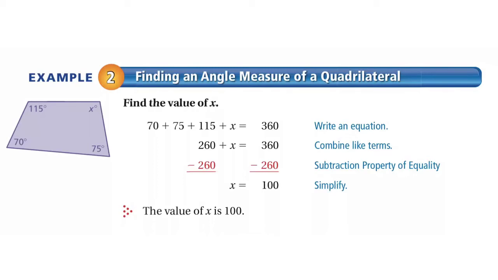Not 100 degrees, just 100. x equals 100. We don't say 100 degrees because the degree mark is already up by the x. So the x itself is just 100. Now you try some.